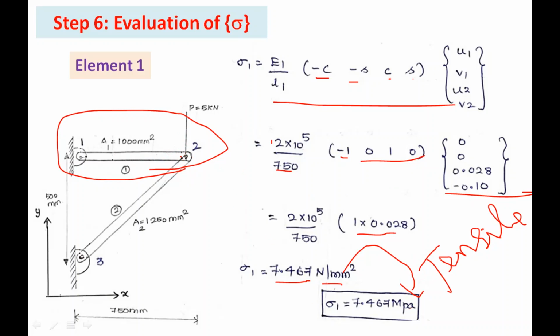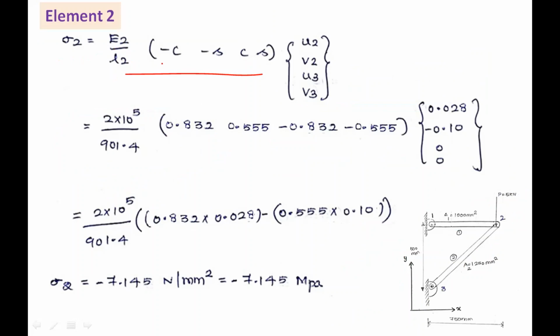That is why it is subjected to tensile stress. And when you see the second element is compressed due to this external force, so it will be subjected to a compressive stress. Let us see that sigma 2 is equal to E2 by L2 times the row matrix of minus C, minus S, C, S, multiplied by the displacement vector u1 v1 u2 v2 u3 v3.